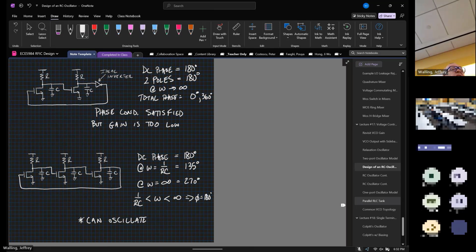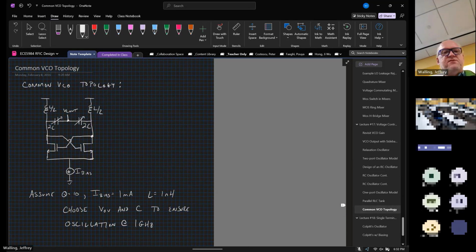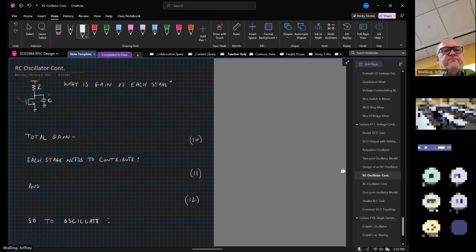All right, now let's figure out what condition we need. What do those R's and C's need to be equal to in order to make this oscillate? All right, so what's the gain of each stage? What is V out over V in as a function of frequency? What do we have here?